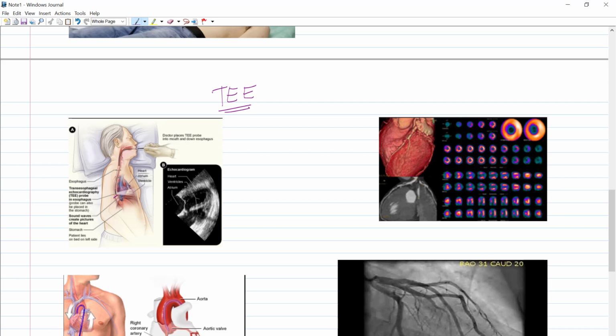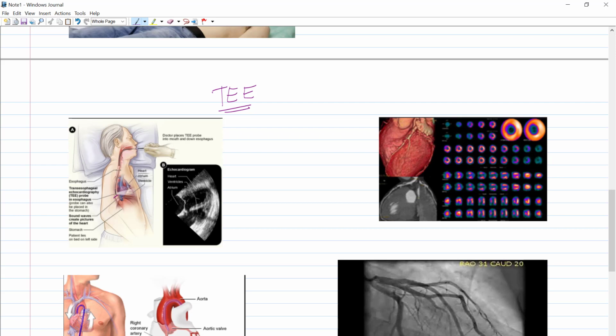You need to make sure there is consent, that the patient knows the complications of this procedure. And again, it quantifies the ischemia, or if there's any infarction going on. It also looks at the ejection fraction of the heart.